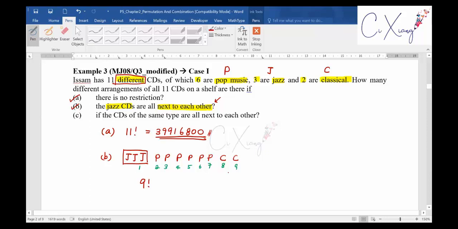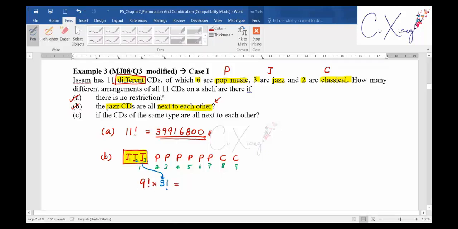After you have 9 factorial, you have to look into the box. For the items that need to be next to each other, they can also be arranged among themselves. Let's say I have J1, J2, J3. You can also have J2, J1, J3, or J1, J3, J2, and so on. So you still need to consider the arrangement in this group. How to arrange 3 items? It is 3 factorial, and these are 3 different items. So you should have 9 factorial multiplied by 3 factorial.